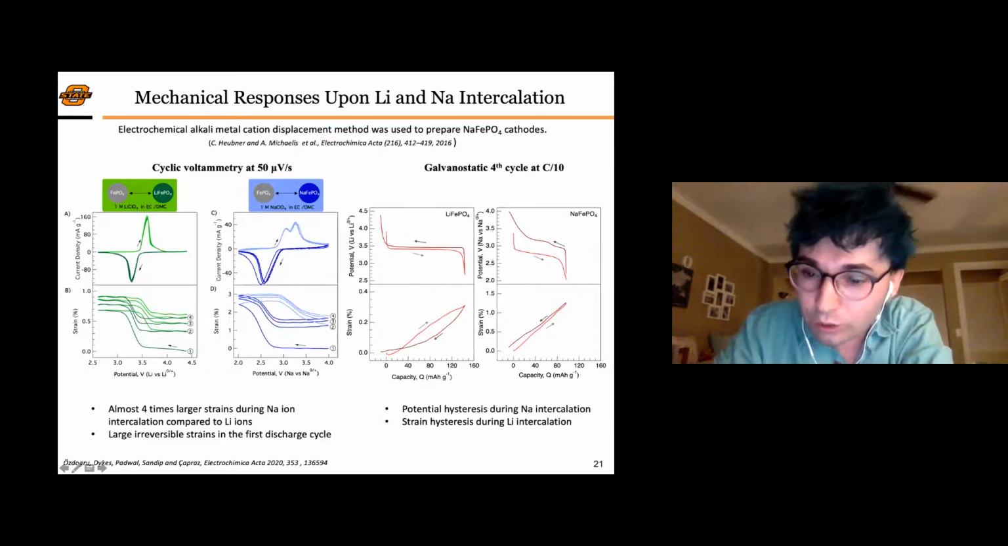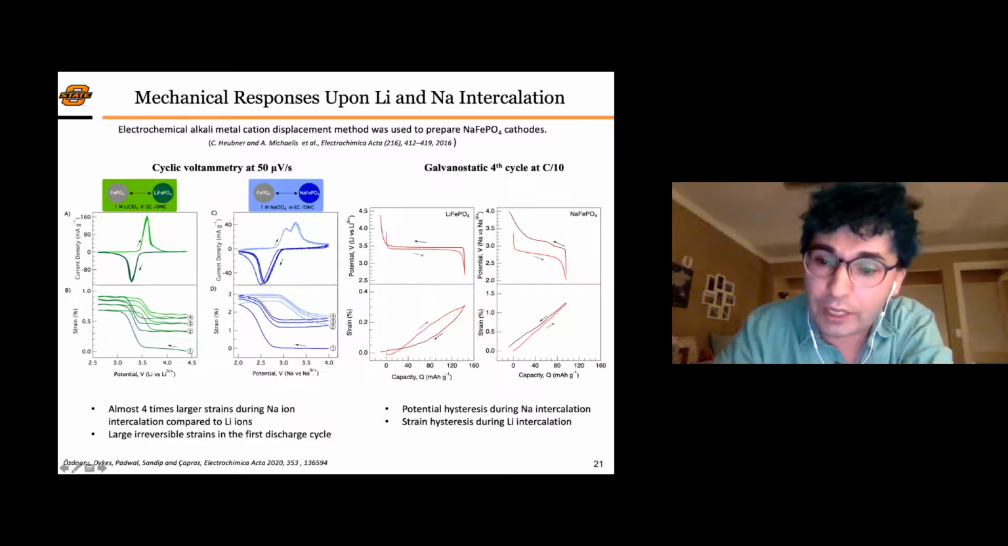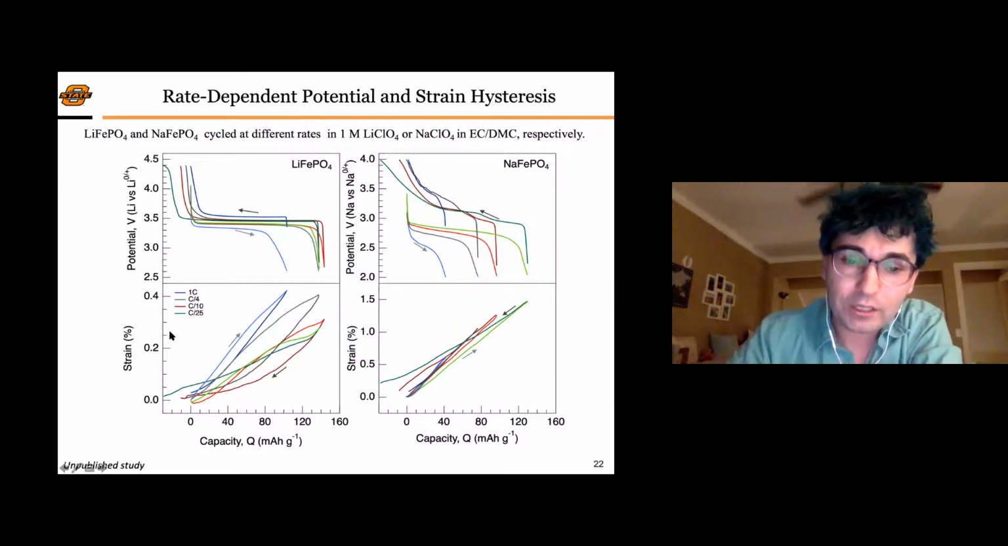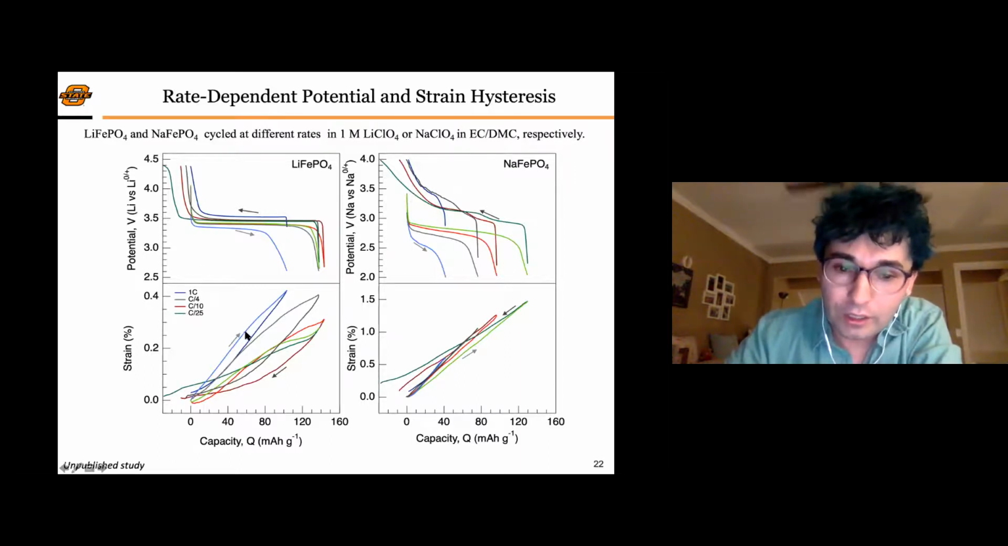On the other hand, in the sodium intercalation, there is a very nice linear correlation between the strain and the capacity. So we look at the rate dependency of this behavior. We cycle the electrode at 4 different scan rates, and the strain hysteresis is observed at all scan rates in the lithium iron phosphate. However, at all scan rates, the sodium iron phosphate almost shows a linear dependency between strain and capacity.